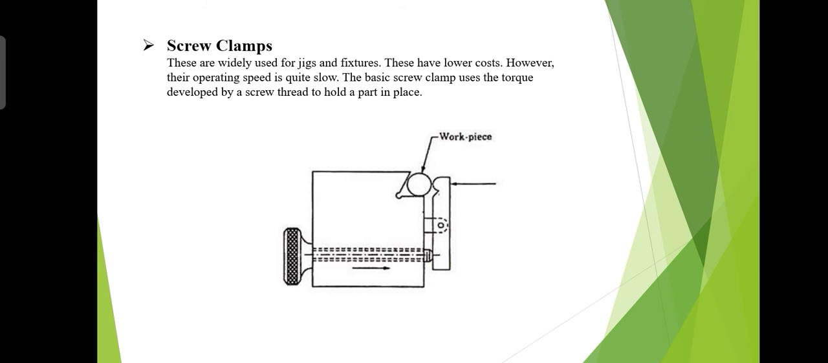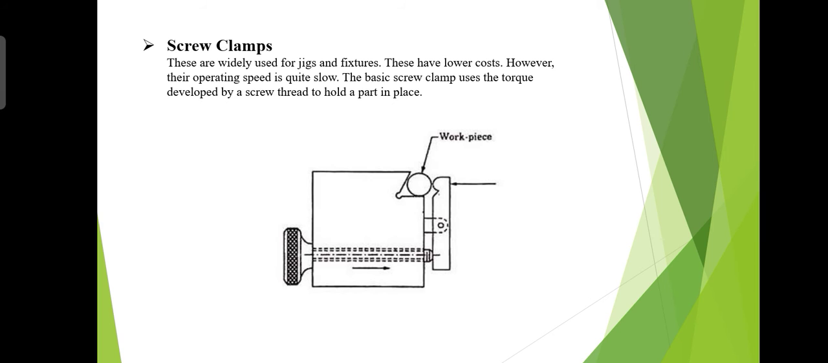Now we will discuss the screw clamp. This is the diagram of a screw clamp, and these are widely used for jigs and fixtures. You know very well what jigs and fixtures are. A jig is a holding and guiding device whereas a fixture is a holding device. These have a lower cost. However, their operating speed is quite slow.